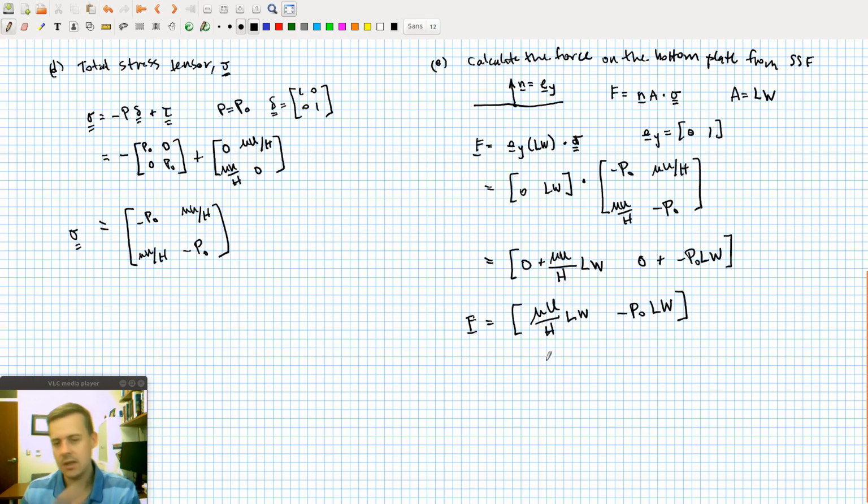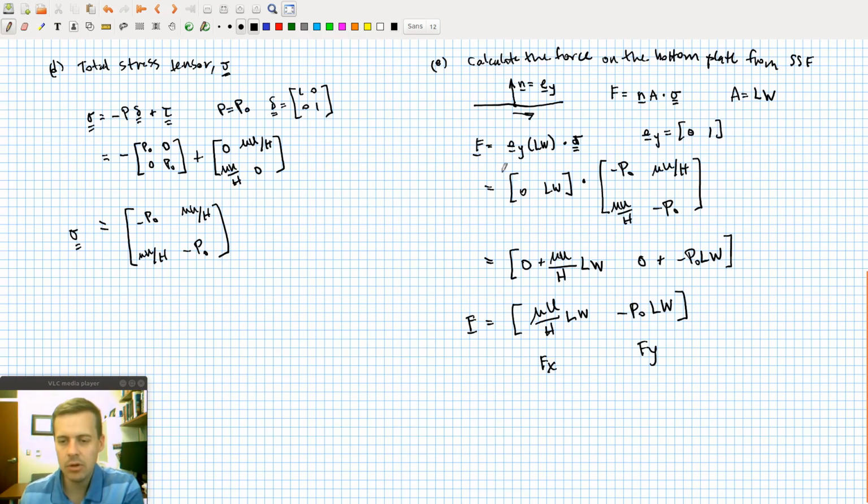So what is that saying? This is my X component of the force, and this is my Y component of the force. The X component of the force on the Y surface is the shearing force, right? That's the force going in that direction. And that's equal to mu U over H LW. That came from my shear stress. That makes a lot of sense. That looks great, right? This is the force that's caused by those two plates, by the top one shearing the bottom one. It's giving it a positive force in the positive direction.